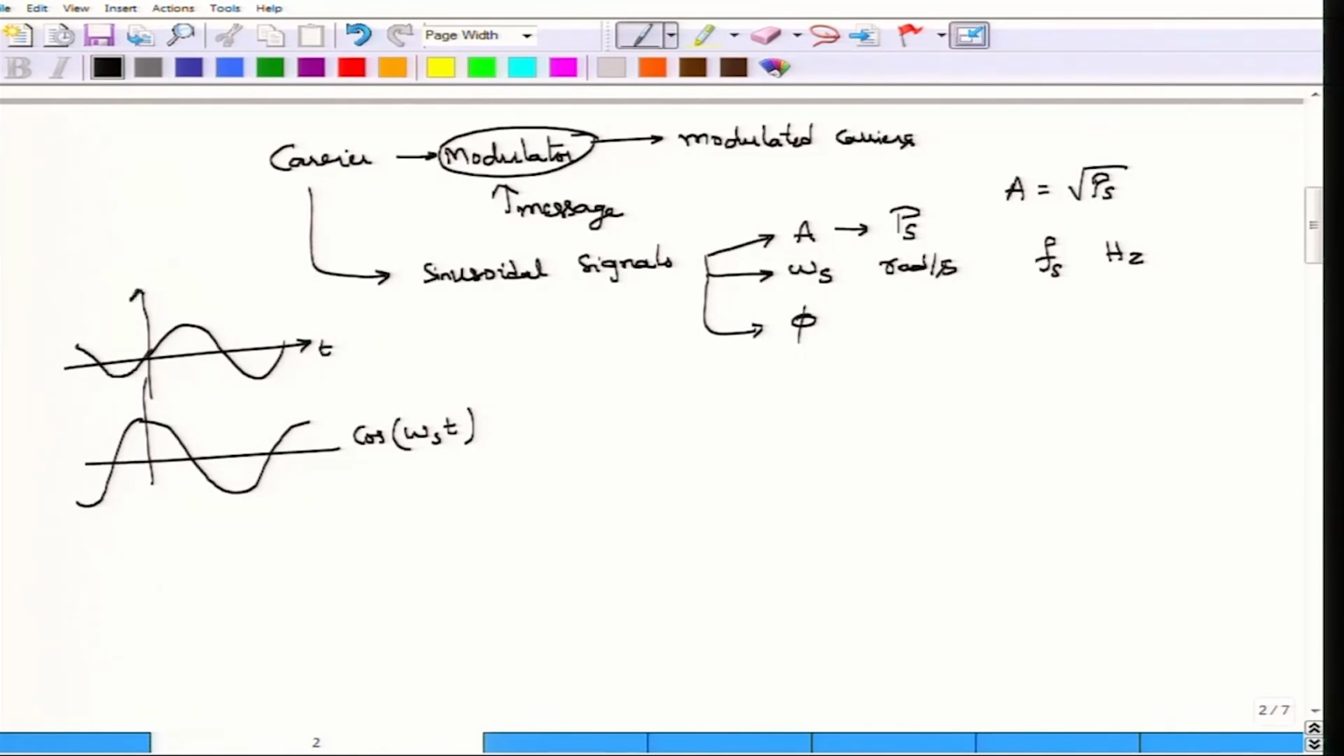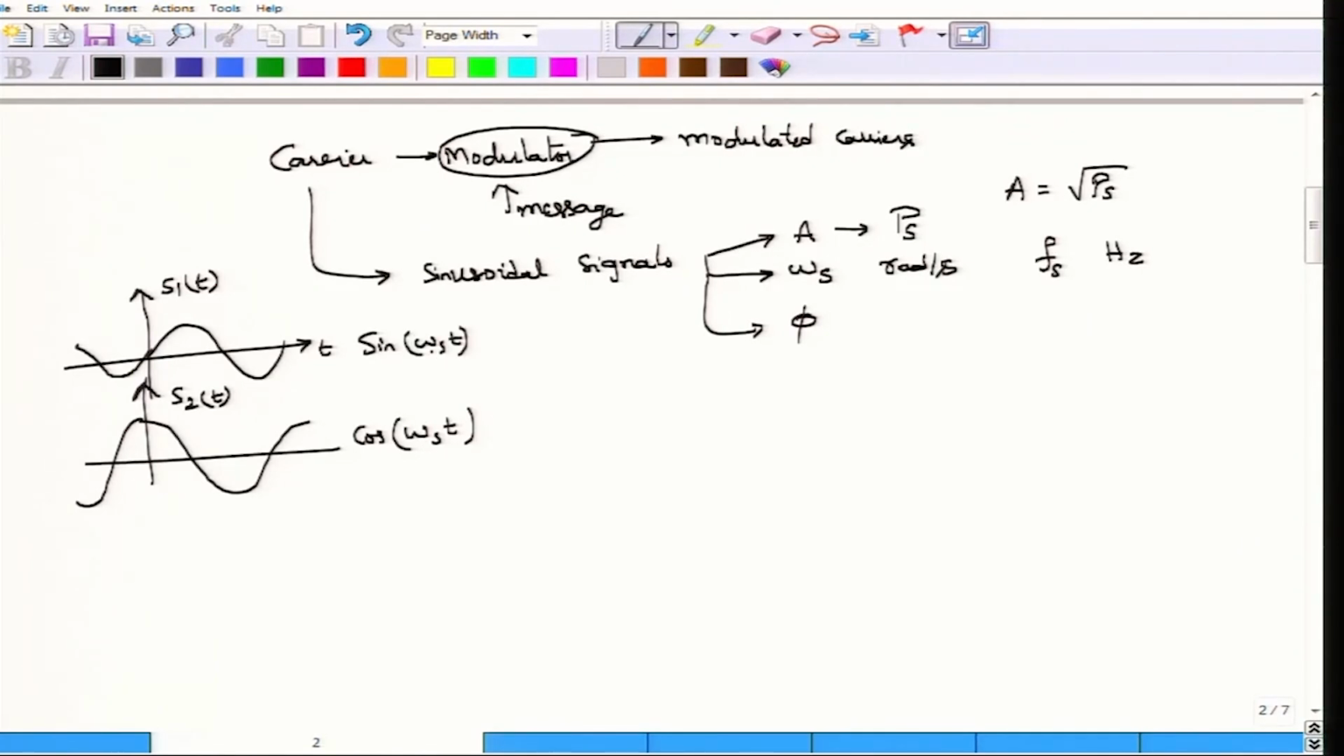So, if you call this signal S1 of t, and this one your signal S2 of t, then we say that S1 of t is also a sinusoidal signal, but it has a phase of minus 90 degrees. It is lagging the signal S2 of t. So, that is the relationship between a sine and a cosine wave.